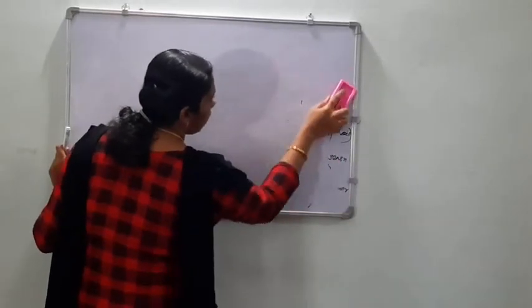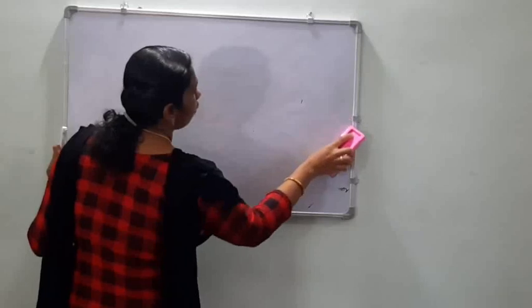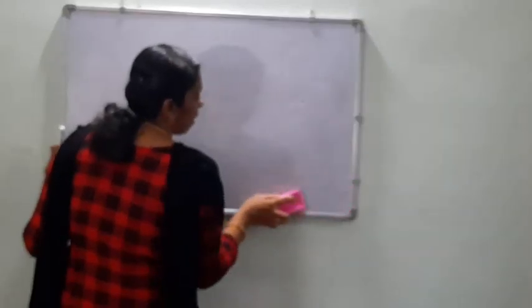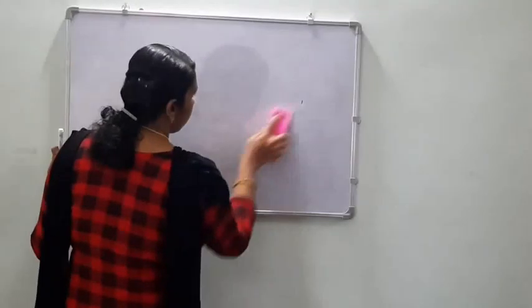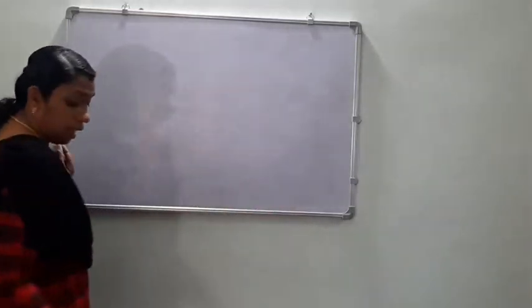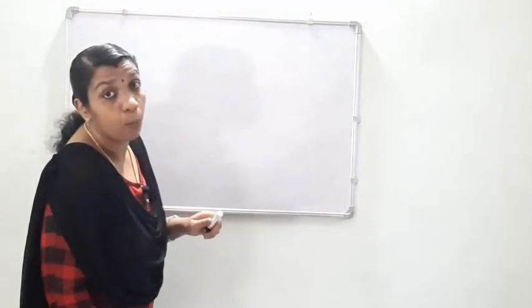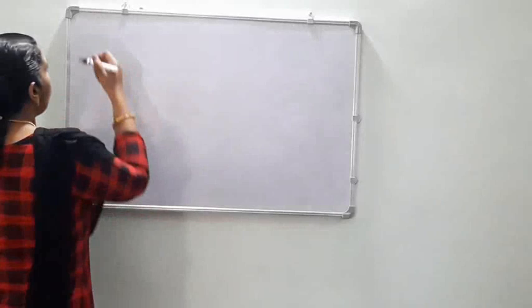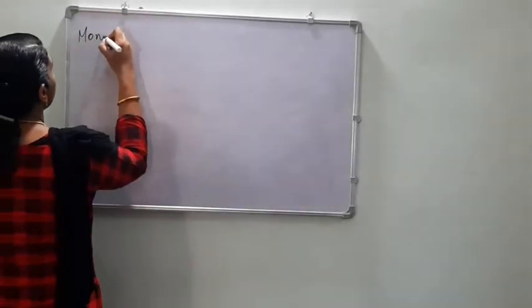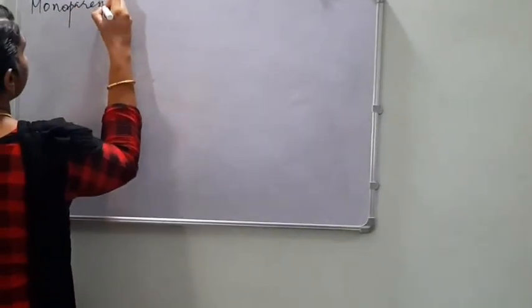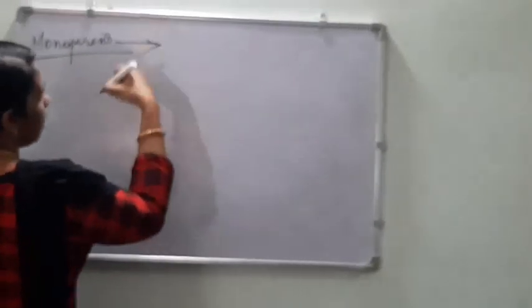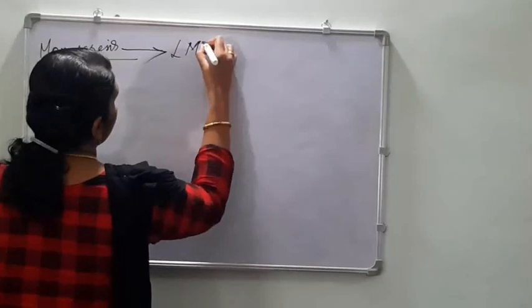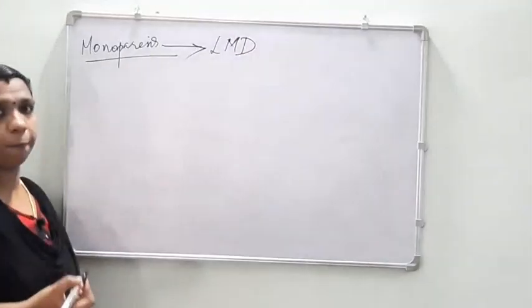So we have discussed myopathic weakness, that is weakness due to muscle involvement. Then we discussed hemiparesis, which affects one side of the body. Then we are going to discuss monoparesis. Monoparesis is seen in lower motor neuron disease.